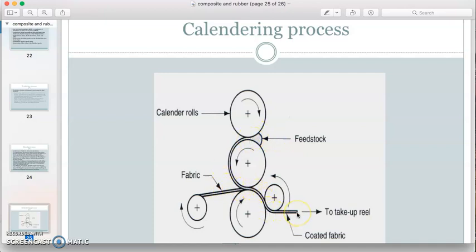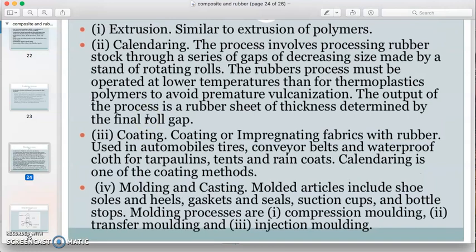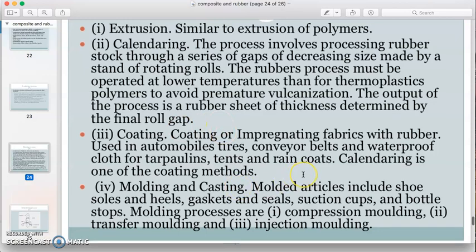So remember, rubber cannot be used as a single component. Rubber must be mixed with other materials such as fabric to improve the properties. We can also use a coating process, coating or impregnating fabric with rubber, usually used in the automobile tire. In the middle of the tire, they have a fabric, and conveyor belts also have a fabric in the middle, and also waterproof clothes such as tarpaulin, tents, and raincoats.